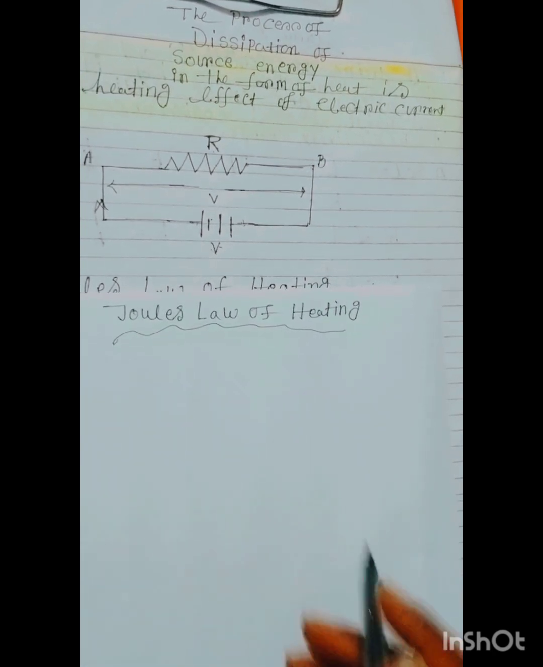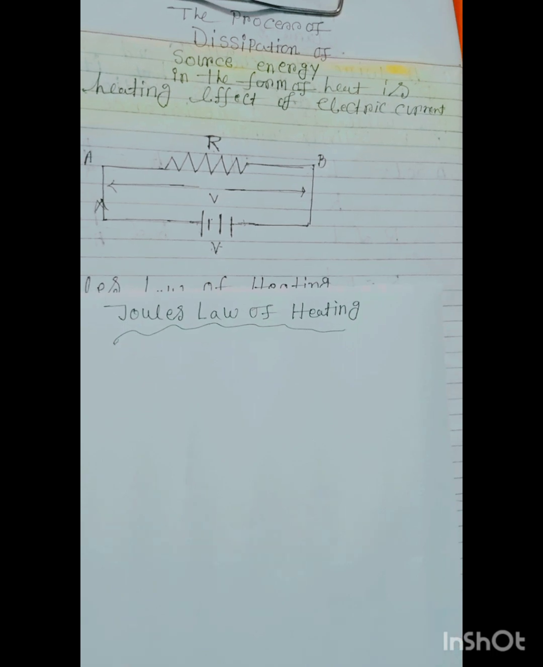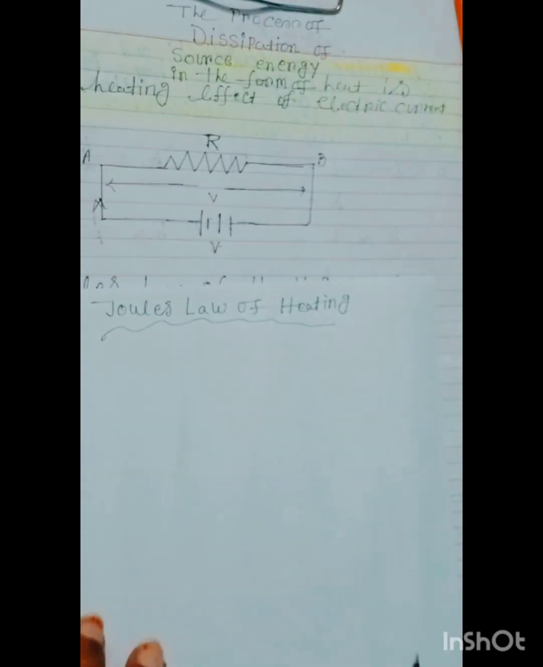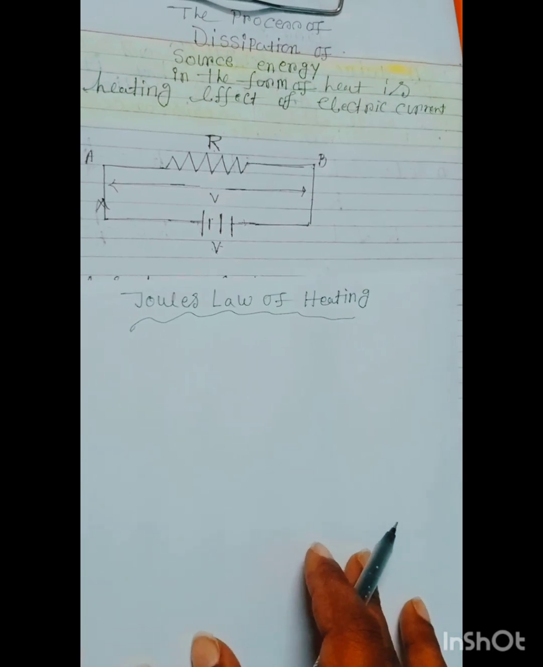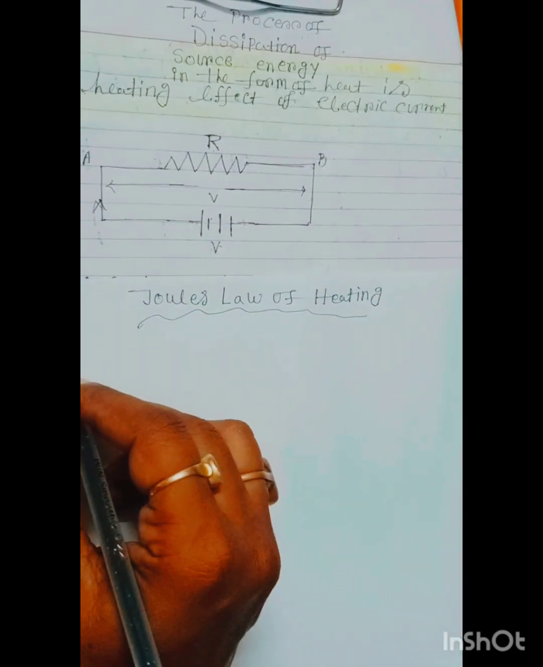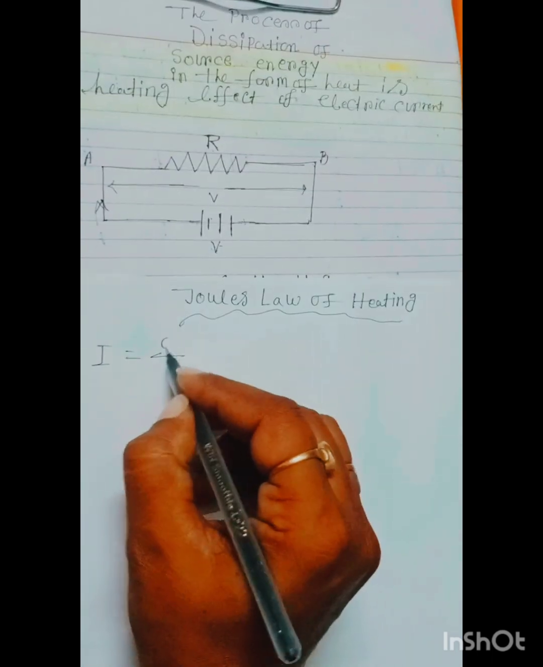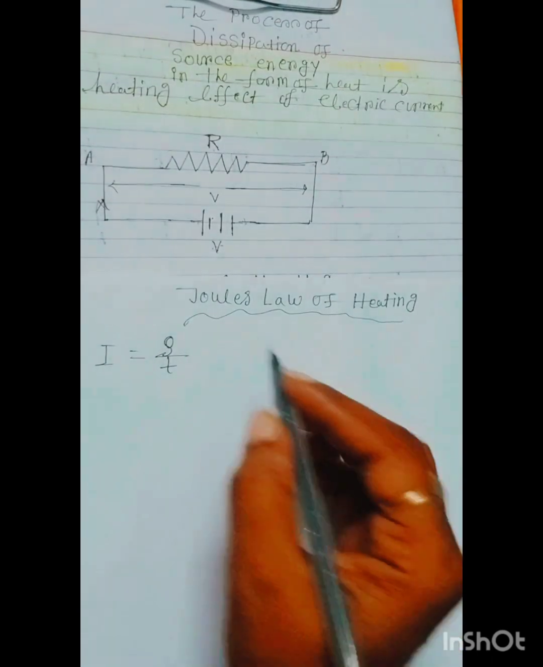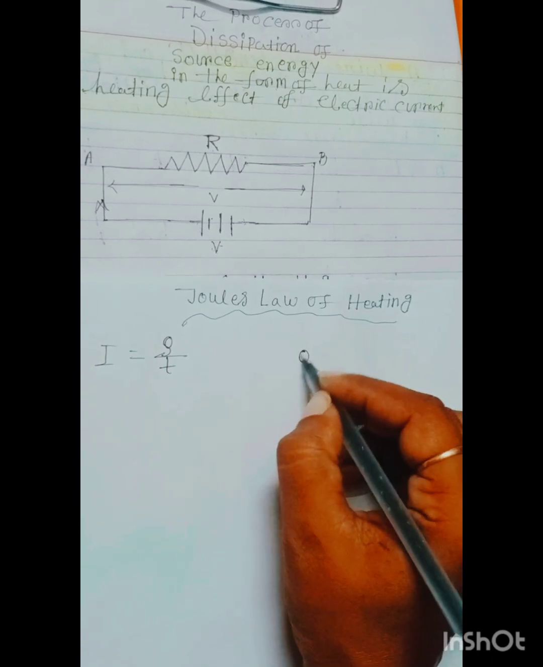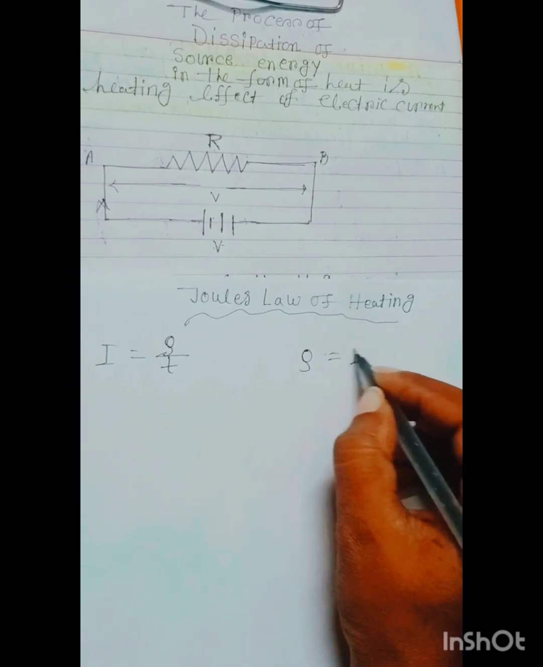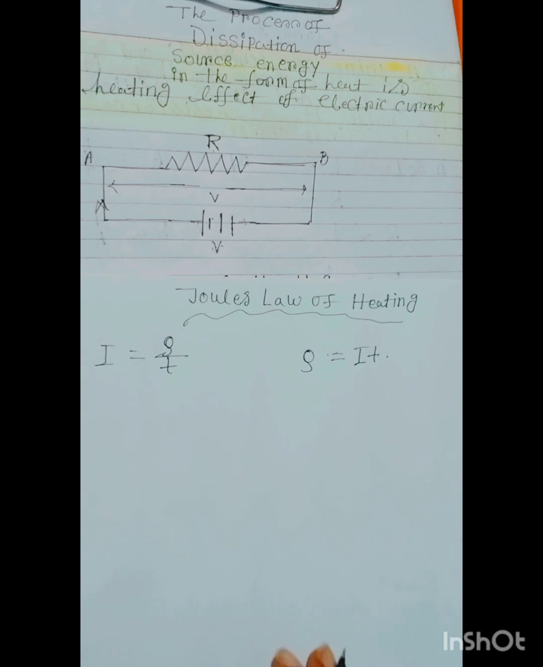So student, if the total amount of charge flowing through the resistor R is Q, then we can write I equal to Q by t, and Q will be equal to I t.